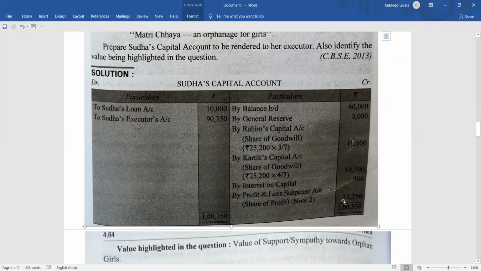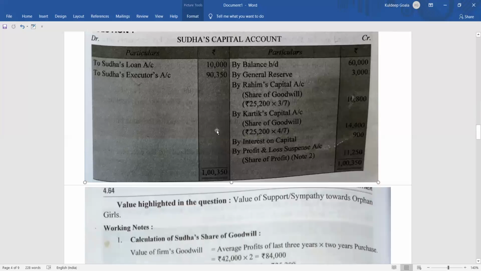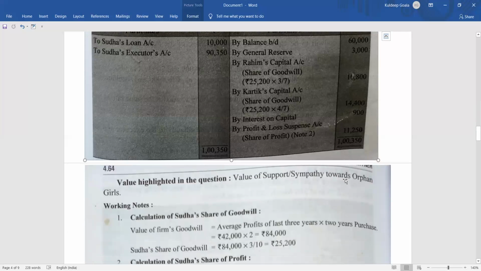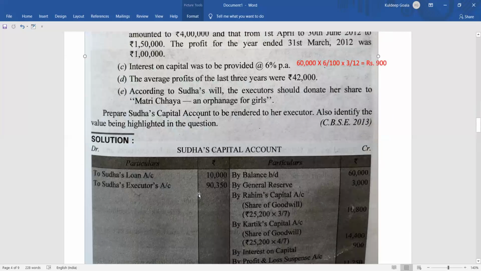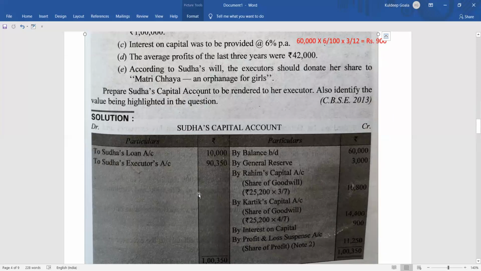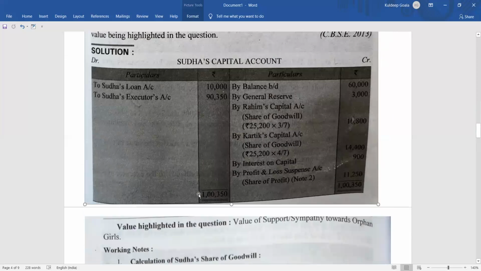Okay. We'll finally balance all the things, and the balancing figure of 90,350 will go to Sudha's executor account. We are asked to prepare only Sudha's capital account, so we'll transfer to executor account. Fine. And the value, you can say supporting the sympathy towards the orphan girls, or you can say needy people. That is correct. Both are correct. You can write according to your understanding. There's no problem in that. Clear? I hope all of you understood this question.